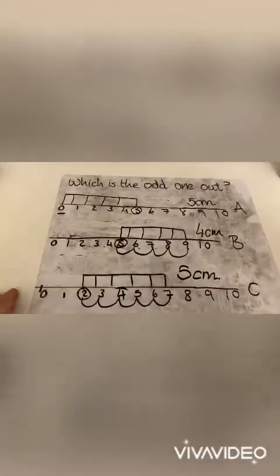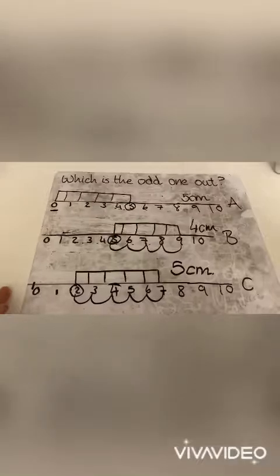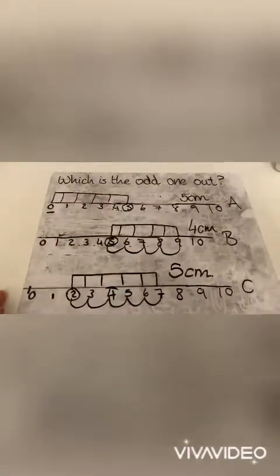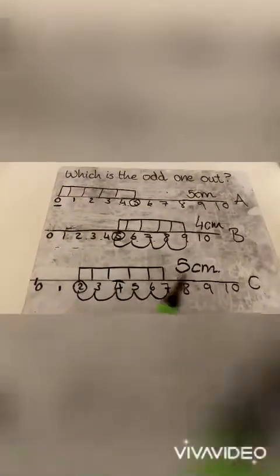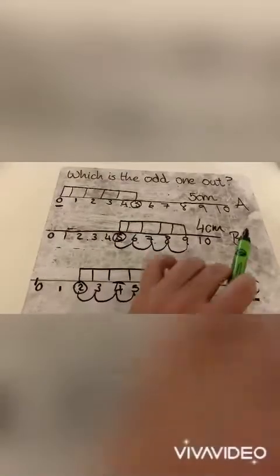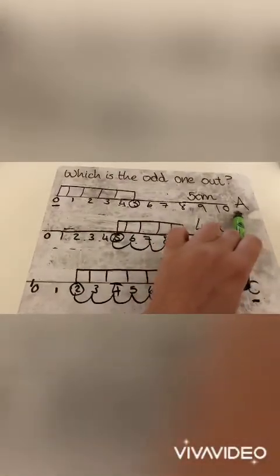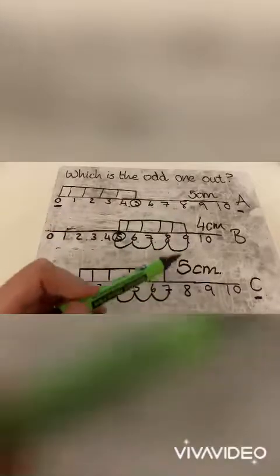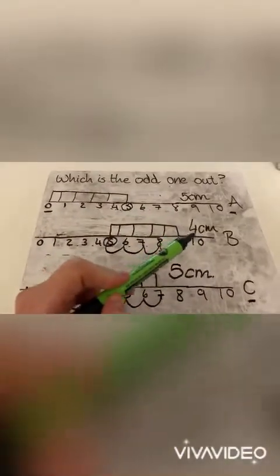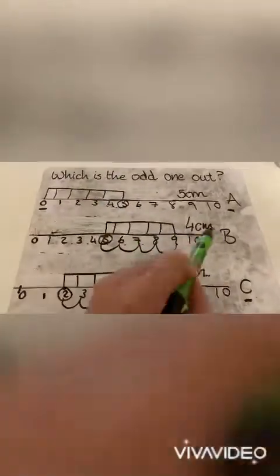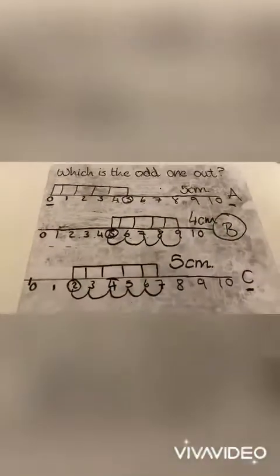So which one is my odd one out, boys and girls? Which one isn't the same as the others? So I know that C and A are both the same because they are both 5 centimetres, which means that my line B is the one that is my odd one out. Well done.